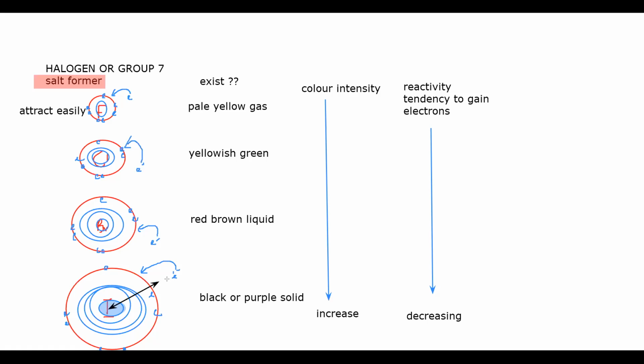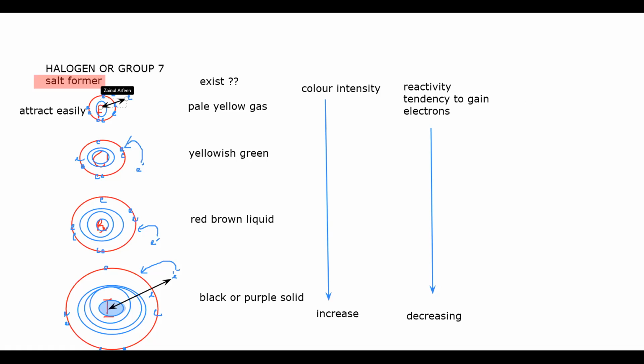That's why when you compare the attraction towards the electron, fluorine has a greater tendency to attract electrons as compared to iodine. And for non-metals, reactivity refers to the tendency to attract the electron. That's how they react. All right. So as we go down the group, the reactivity decreases for group 7.